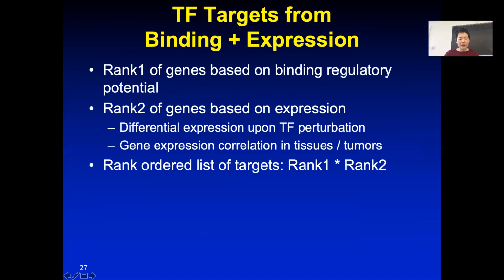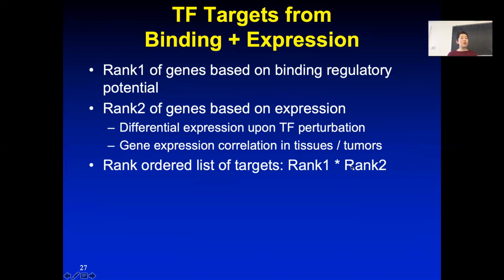So basically, if this gene has a lot of binding nearby, and when you perturb this transcription factor, this gene has differential expression, that's a true direct target of the transcription factor. Does that make sense? You need to have both binding evidence and differential expression or correlated expression evidence, and you use both to do the ranking. Then at the end, you calculate a rank product to get the target genes.